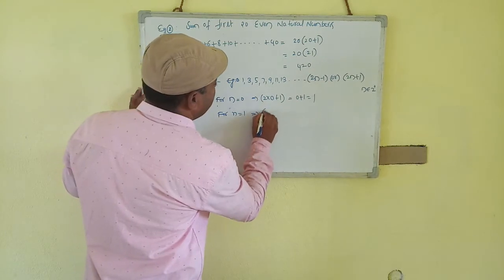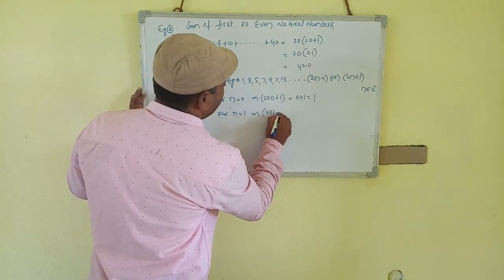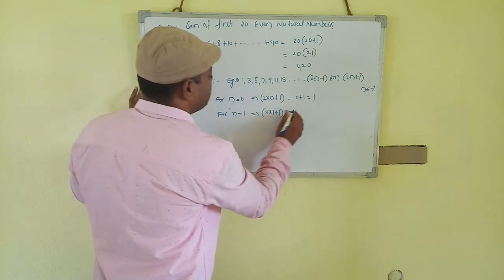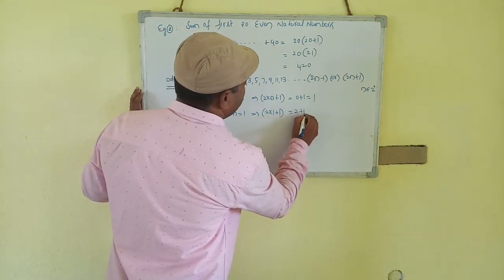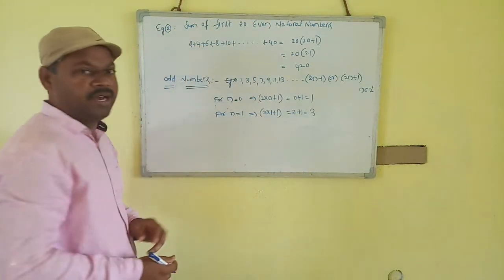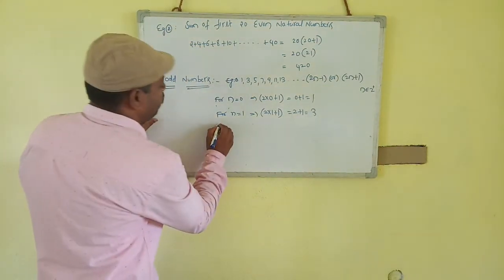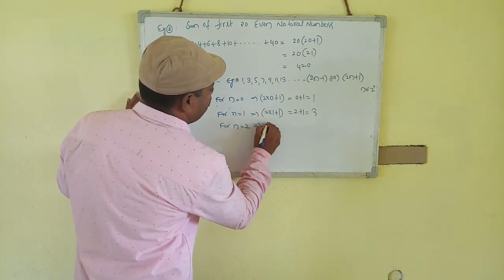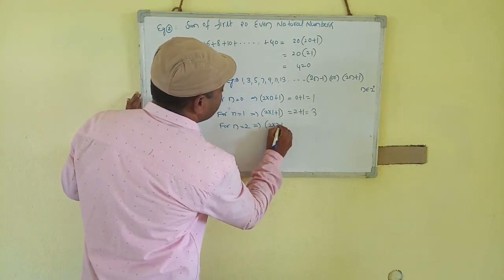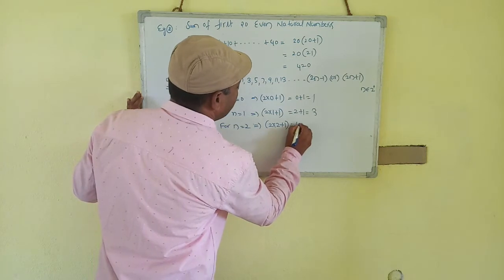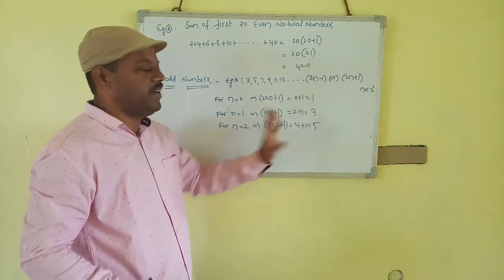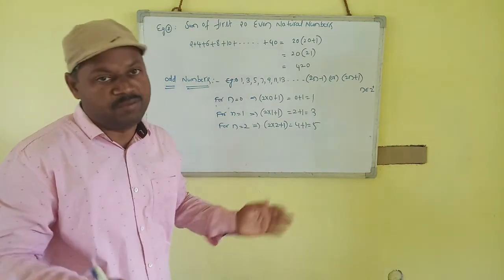For n is equal to 1, then 2 into 1 plus 1, 2 plus 1 is equal to 3, and 3 is an odd number. For n is equal to 2, 2 into 2 plus 1 is equal to 4 plus 1 is equal to 5. So 1, 3, 5, these all are odd natural numbers.